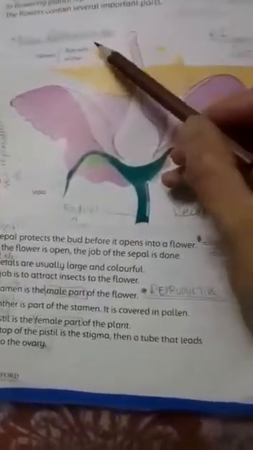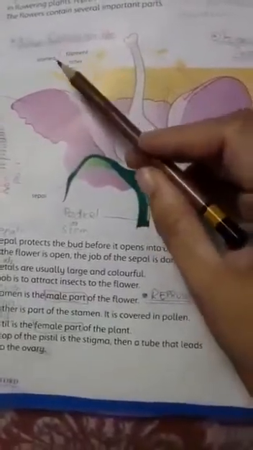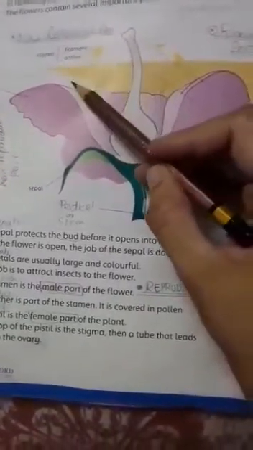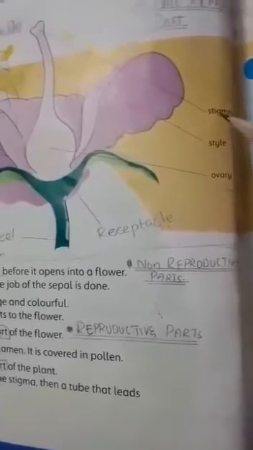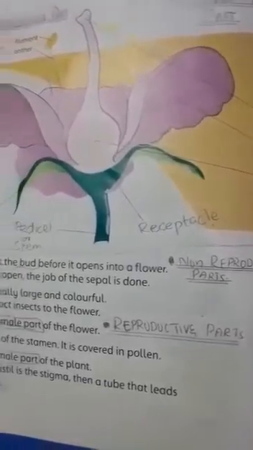These are further divided. The male reproductive part is the stamen, which is made up of filament and anther. And the female reproductive part is the pistil, which is made up of stigma, style and ovary.